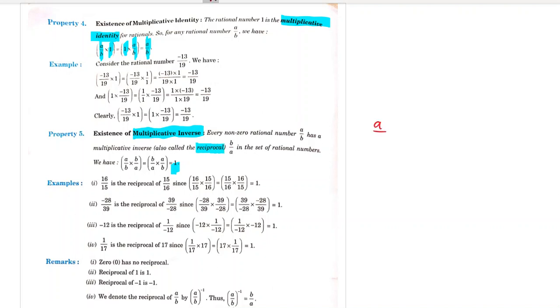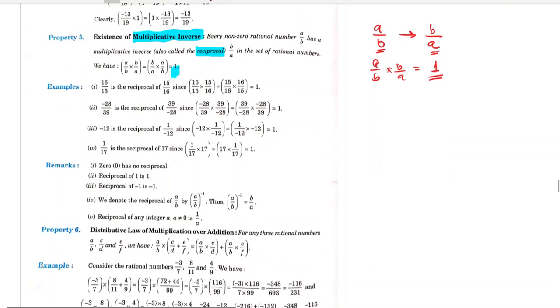If a rational number is a by b, its reciprocal will be b by a. If you multiply a by b by b by a, we will always get 1. So a by b is the multiplicative inverse of b by a, right? So the multiplicative identity for every rational number is 1. The multiplicative inverse for every rational number is its reciprocal.